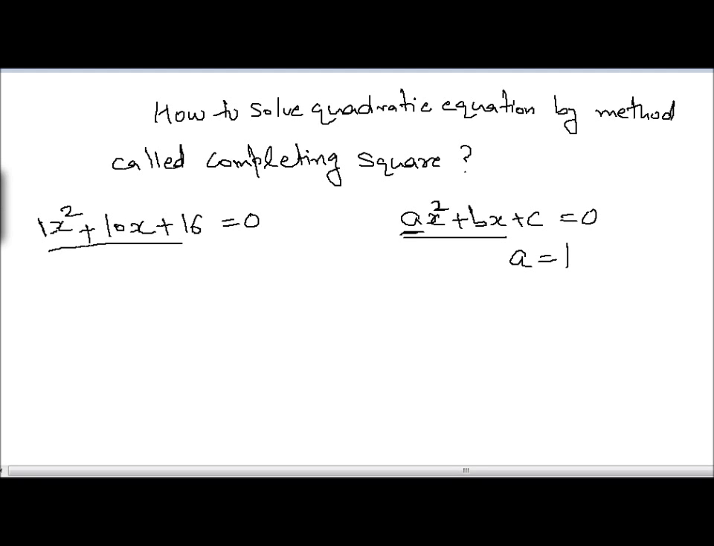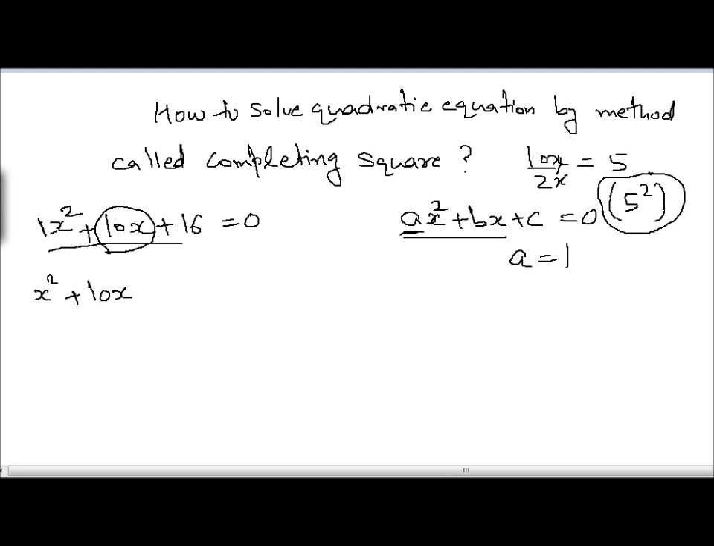So in order to solve it, we focus on this middle term. It's 10x. We divide this middle term 10x by 2x, we get 5. Then we take the square of 5. Now whatever we get here, we add and subtract from the real equation. The real equation is x square plus 10x plus 16, and we get 5 square.